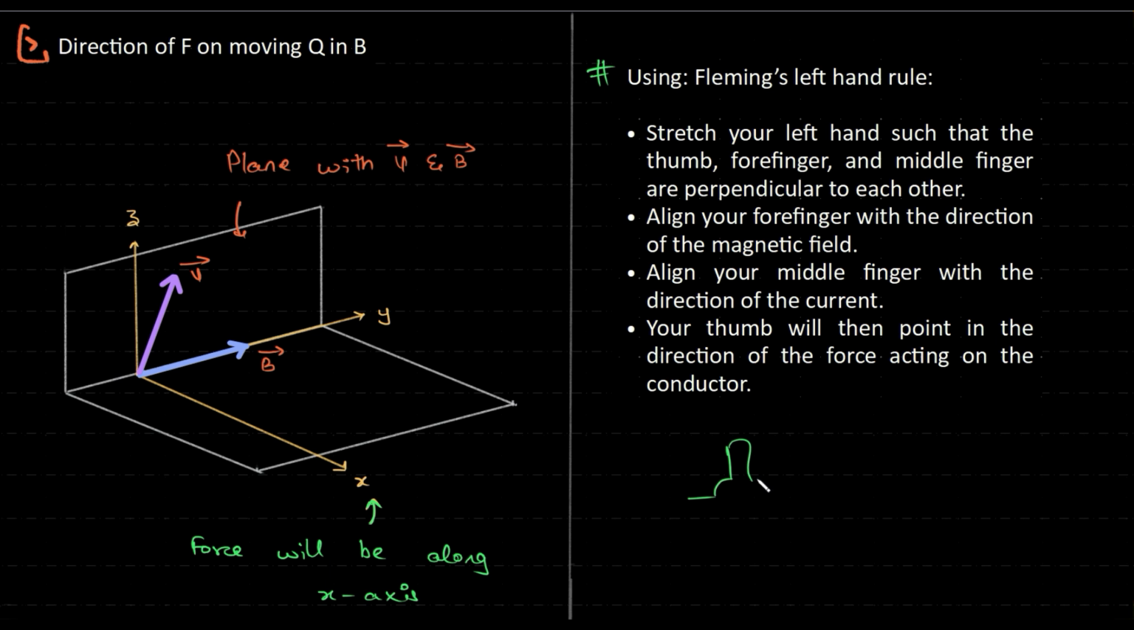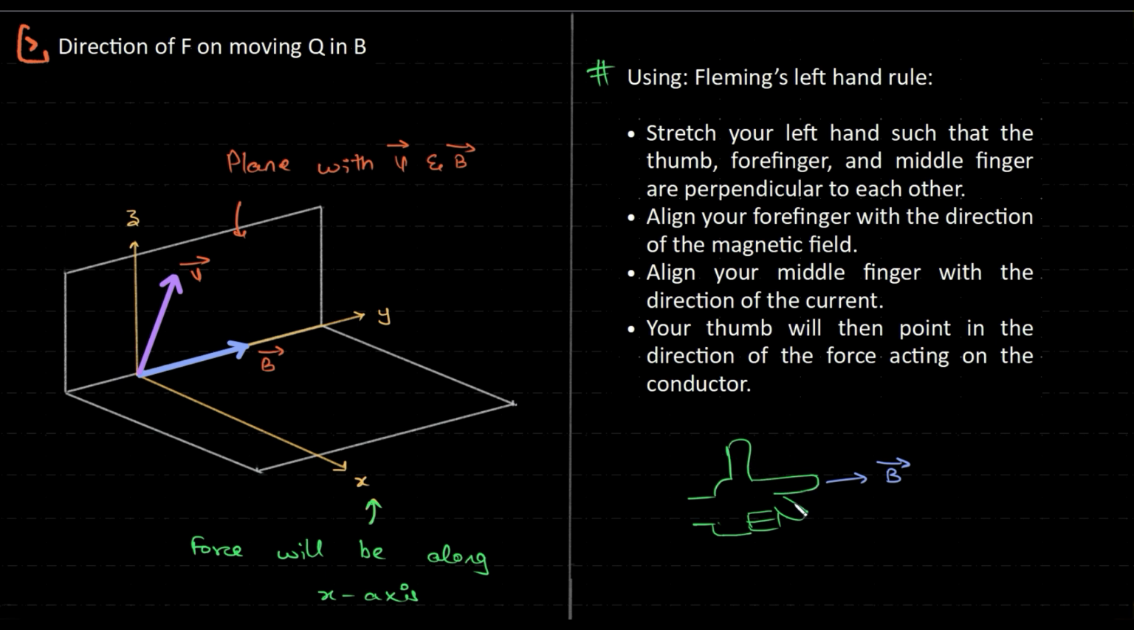So let me draw that. Make it easy. Okay, simple diagram. Keep it simple. Now, stretch your thumb. This is your forefinger, that's your middle finger. Align your forefinger in the direction of the magnetic field. So that's your forefinger, in the direction of the magnetic field. Align your middle finger in the direction of the current. So our current is actually upwards.